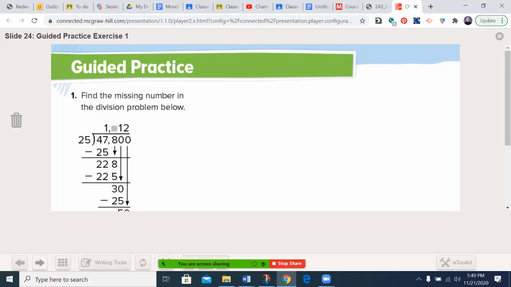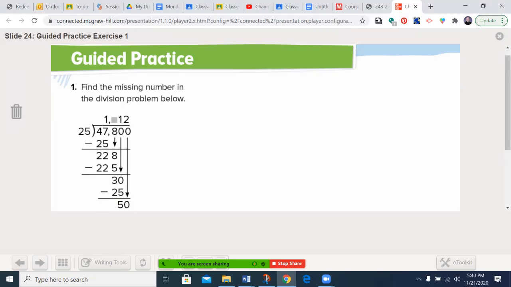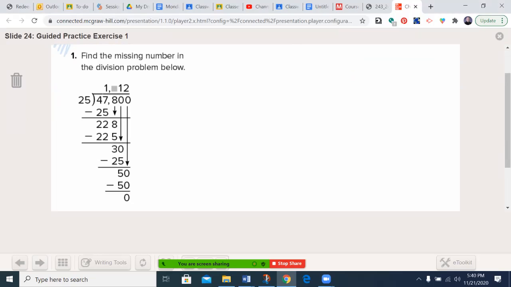Let me see that they have run the steps. So we have to figure out the missing number in our guided practice. And now this one can get a little entertaining, but it's a good thing to be able to say, okay, what do I do here? I saw 25 went into 47 one time. I subtracted, I got 22. Now I have to figure out how many times 25 goes into 228. And if you say to yourself, well, about 5 times, there you go. Because 5 times 25 is 225. So 5 is our missing number.